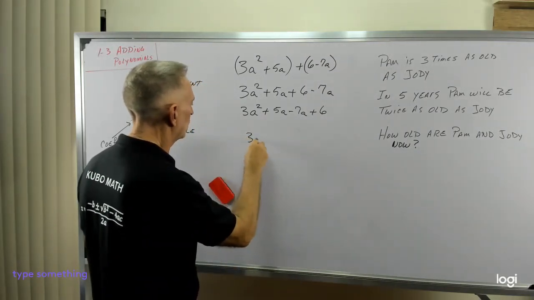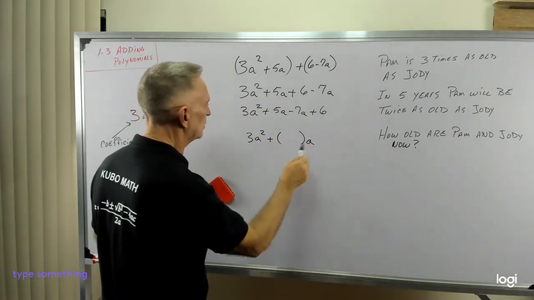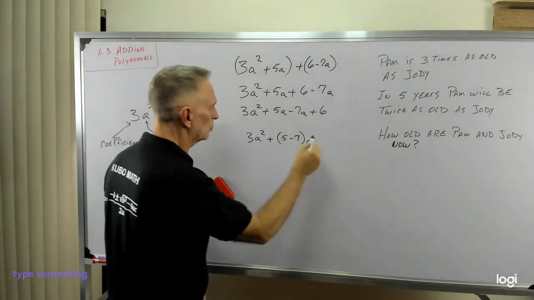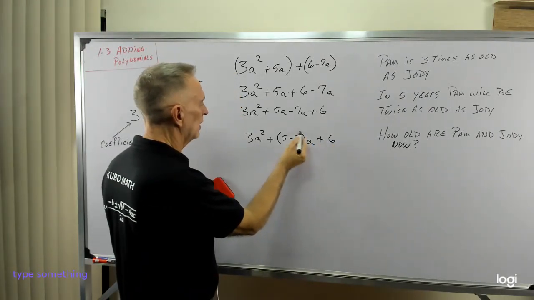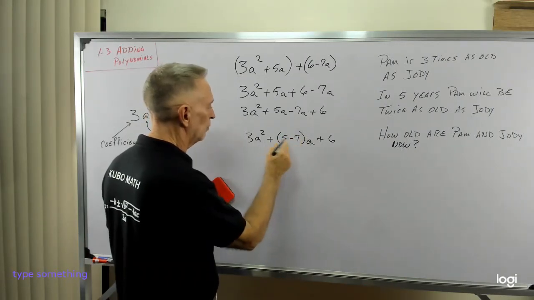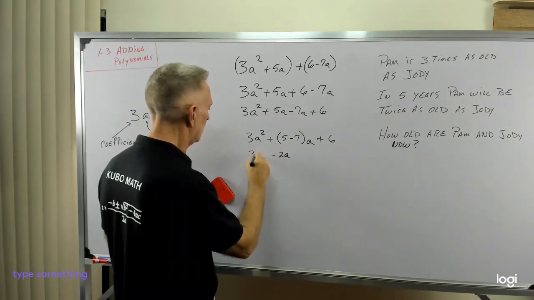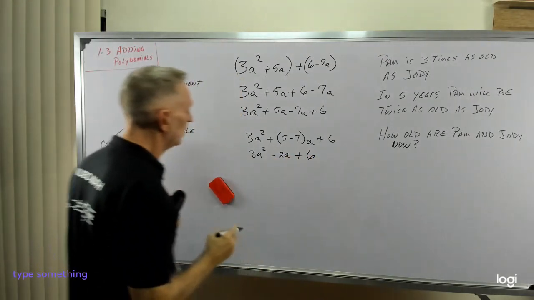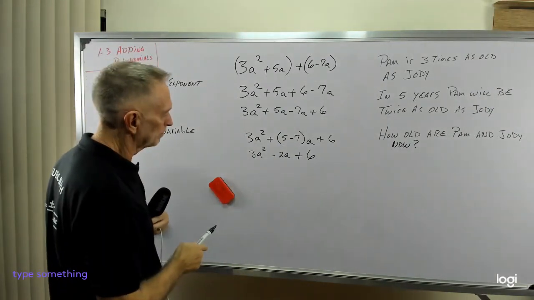So I have 3a to the second power plus some parentheses times a, that's 5 minus 7. So plus 6. If I use the distributive property, I multiply in here, that's 5a minus 7a. Well, 5 minus 7 is a minus 2 times a. So 3a to the second power minus 2a plus 6. So if I add these together, that's what it gives me.